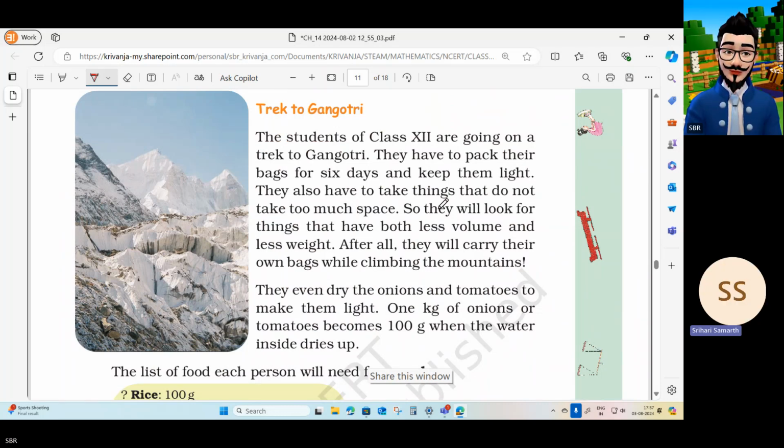Trek to Gangotri. The students of class 12 are going on a trek to Gangotri. They have to pack their bags for 6 days and keep them light.